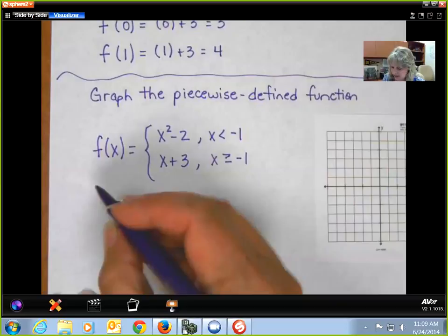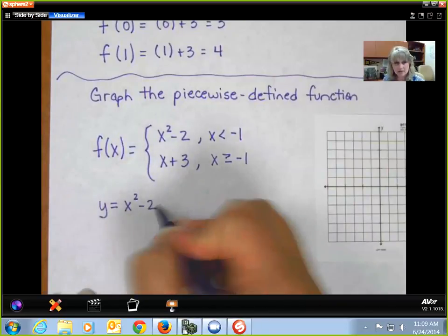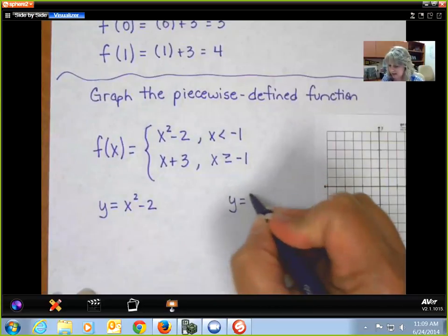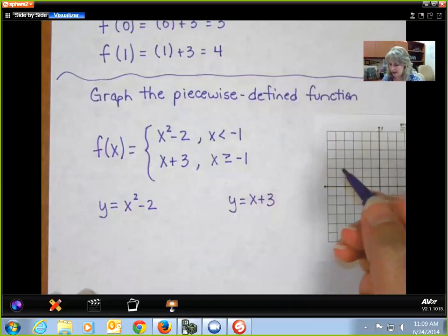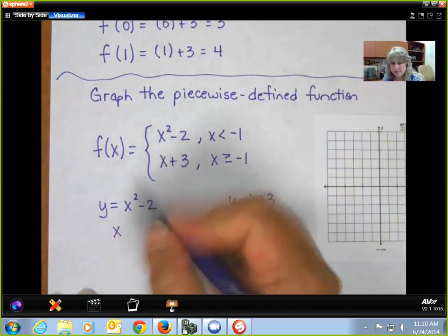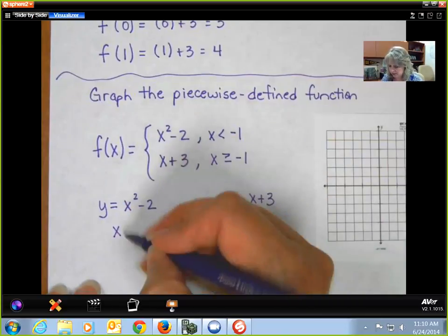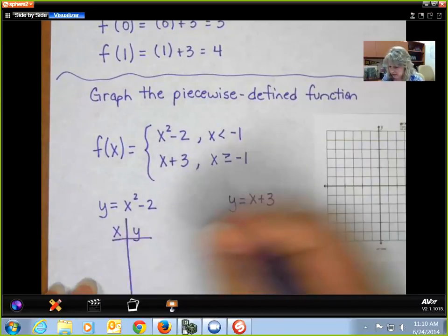Okay, so we're going to have y equals x squared minus 2. That's one equation. The other one was y equals x plus 3. And what I always do, I make an XY table for this, because remember, f of x is just a fancy way of saying y, but it's written in function notation. All right, so we're going to make a table for each one.